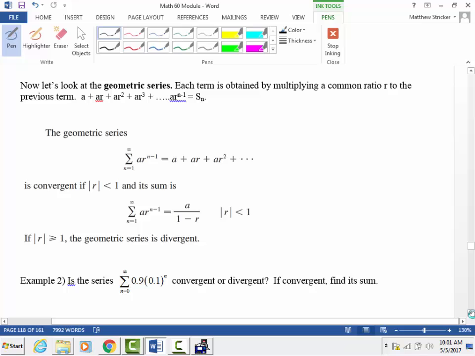So here's this question. For what values of r does a geometric series converge? If the absolute value of r is less than 1. For what values does it diverge? If the absolute value of r is greater than or equal to 1. What is a series?